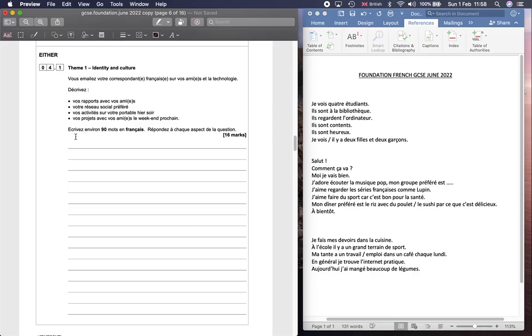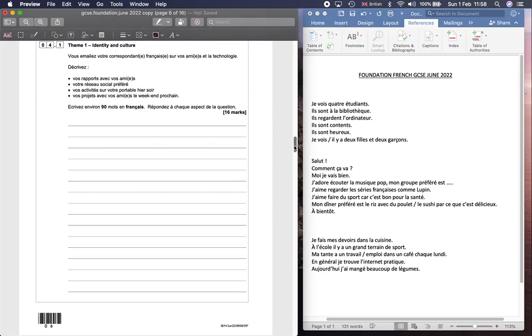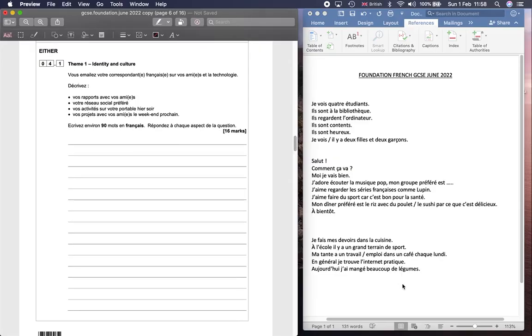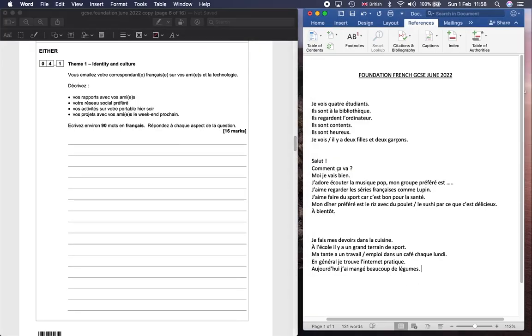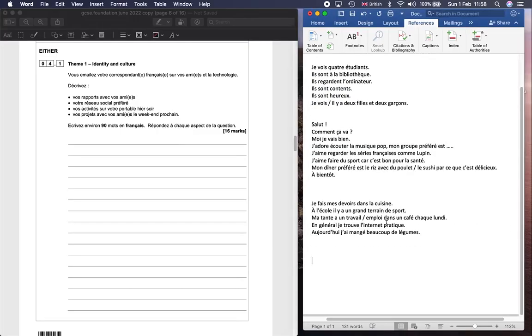And here it says, écrivez about 90 words in French. Répondez à chaque aspect de la question. So make sure to answer each aspect of the questions. Otherwise, you'll be missing out on points. So let's have a look at some sort of an example, and what we can do with this.